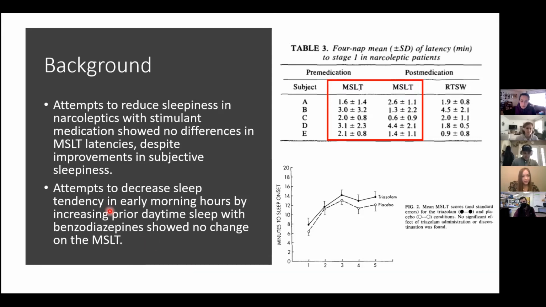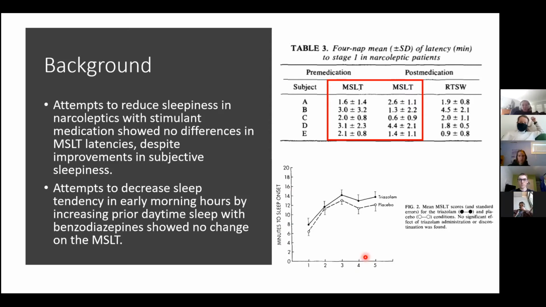And further, there was another study that attempted to decrease sleep tendency in the early morning hours. For example, a shift worker who might sleep during the daytime and then work overnight. So they tried to increase that prior daytime sleep with a benzodiazepine. In this instance, they used triazolam. What we're looking at here is the different MSLT tests across the x-axis and the minutes to sleep onset on the y-axis. And again, they found that there was no significant change in the sleep onset latency between the placebo condition and the triazolam condition.